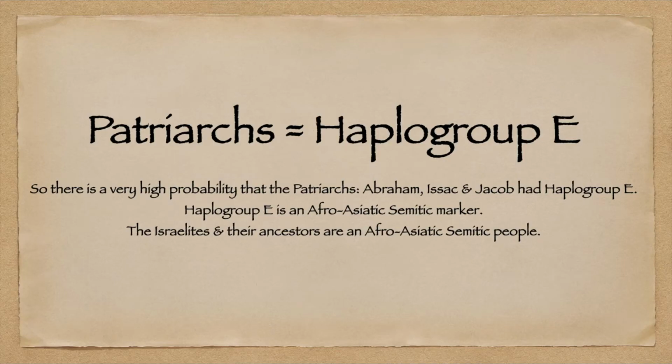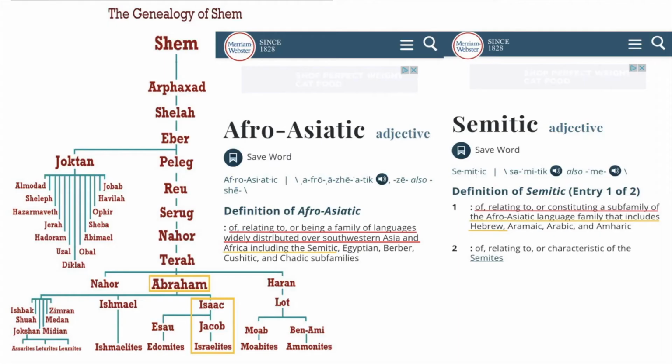So this is very powerful. We have one of the oldest rabbinical lineages who claim descent from King David with haplogroup E. So, and they have the oldest family tree. It's very interesting. So this is why with haplogroup E it's a very high probability that the patriarchs Abraham, Isaac, and Jacob would have had it. Haplogroup E, after all, is an Afro-Asiatic Semitic marker. The Israelites and their ancestors are an Afro-Asiatic Semitic people.